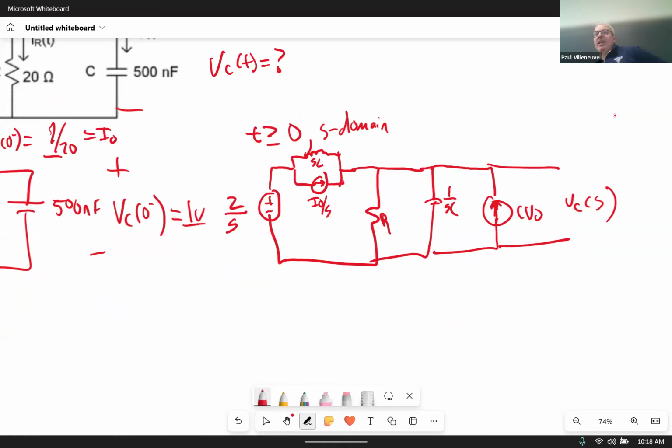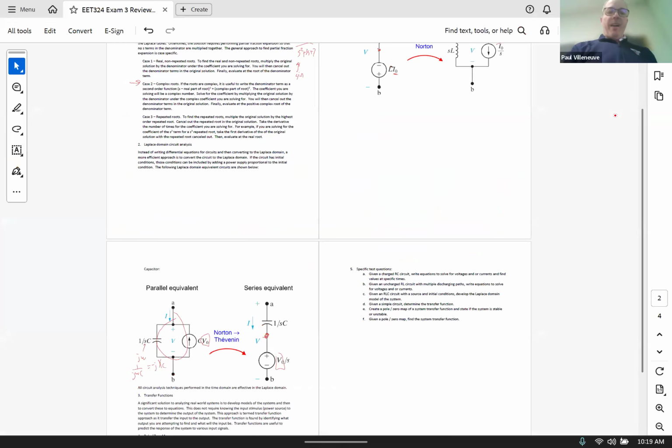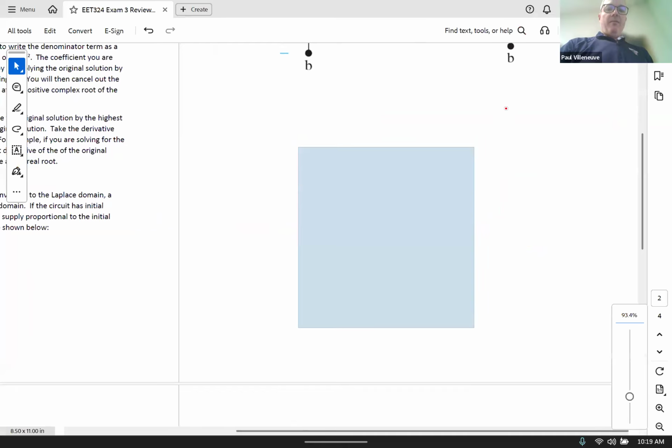You want 5 minutes to go ahead and do this one? Sure. Okay, go ahead. If we did happen to do this new circuit, if VC of S is over the voltage source and the capacitor, is it both of them, or is it just the capacitor? Excellent question, Henry. So just give me 1 second.